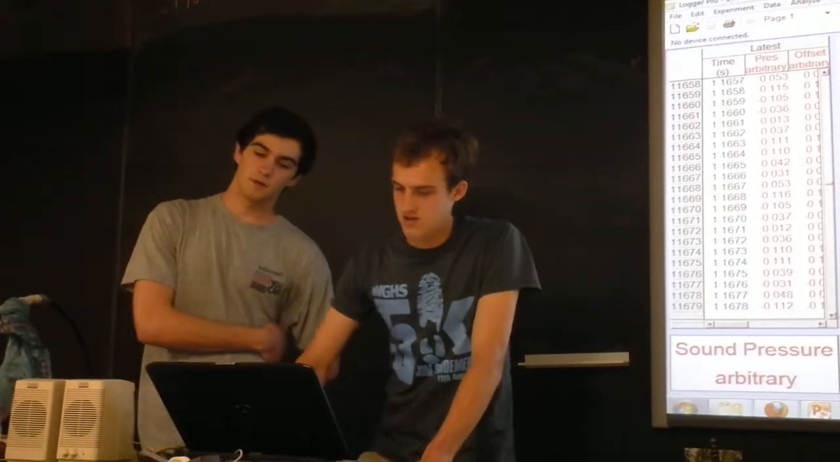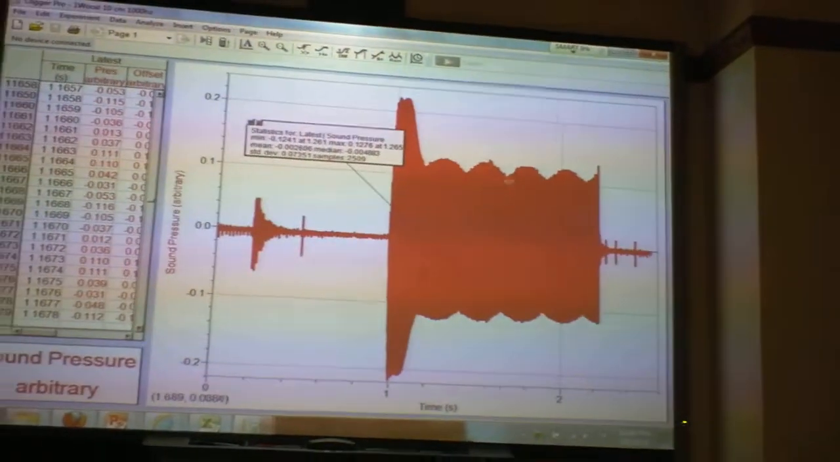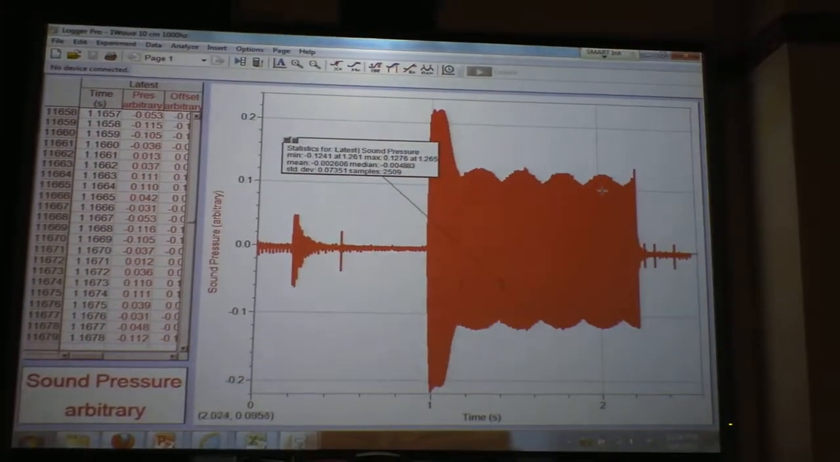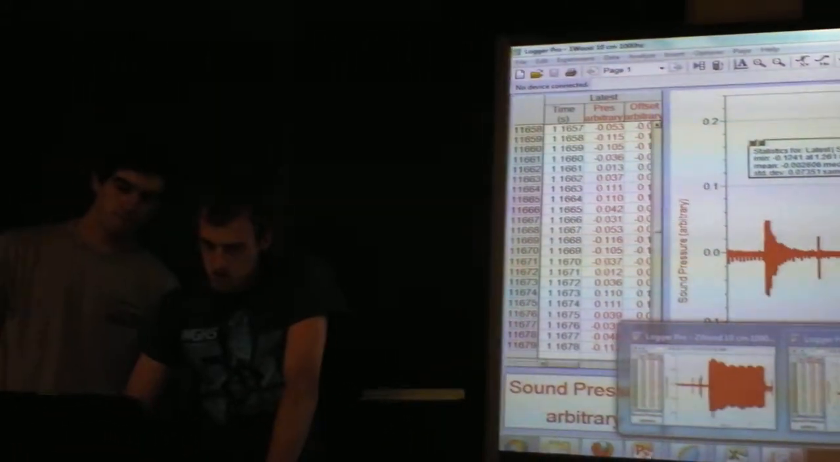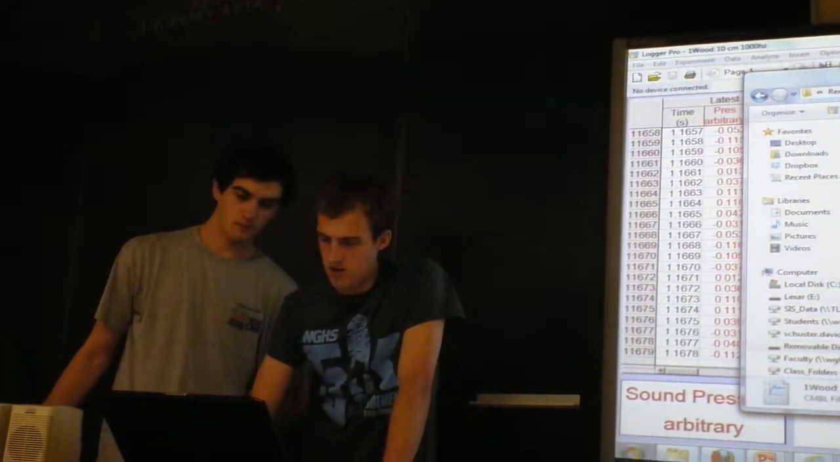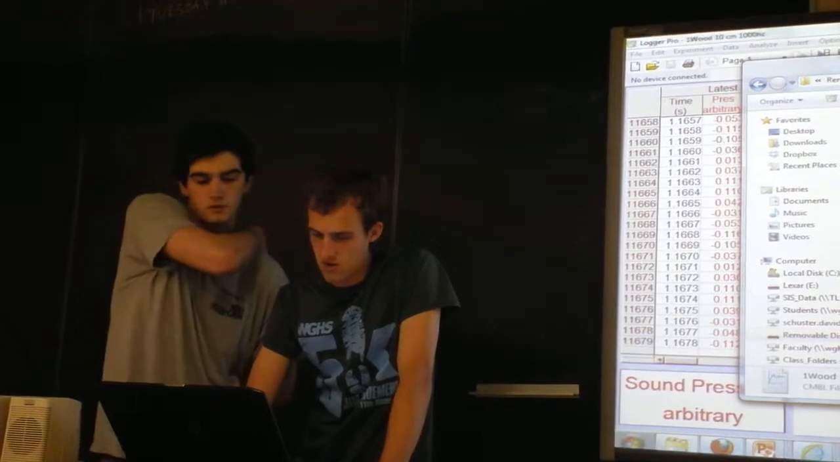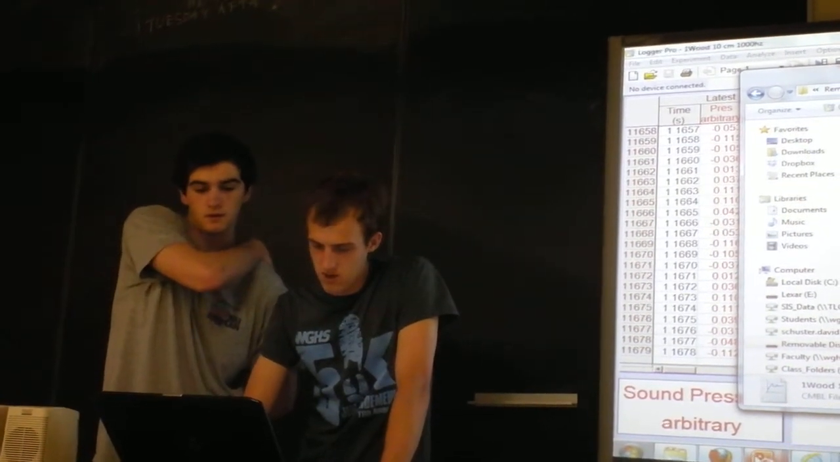Okay. And see, that's a different thickness of wood. You can see that it's smaller pressure. It's thicker wood. I don't know if I want to show them any other wood ones. Let's go back to the PowerPoint.